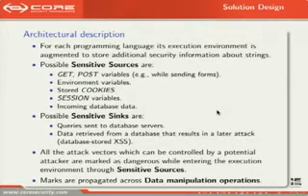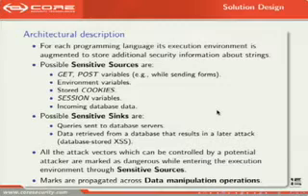So as an architectural description, for each programming language, we modified its execution environment, augmenting it to add additional information about security over the strings. And we can identify possible sensitive sources at get post variables, for example, environment variables such as HTTP headers, cookies or session variables, and incoming database data.